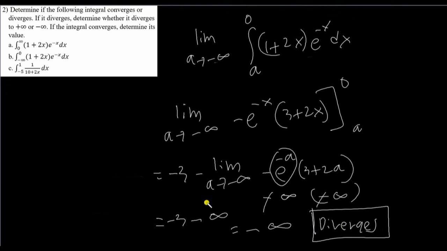Okay, now let's look at the final part of the question. Alright, part C. So you notice that the denominator for 1 over 10 plus 2x equals 0 at x equals negative 5, right? So that's our bad value.